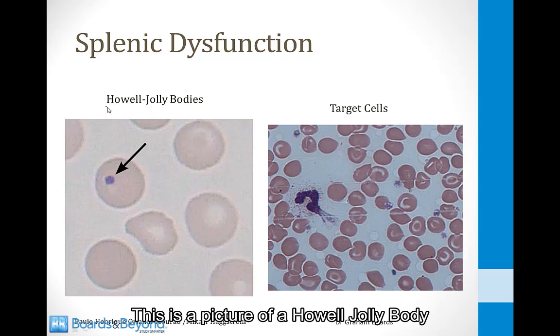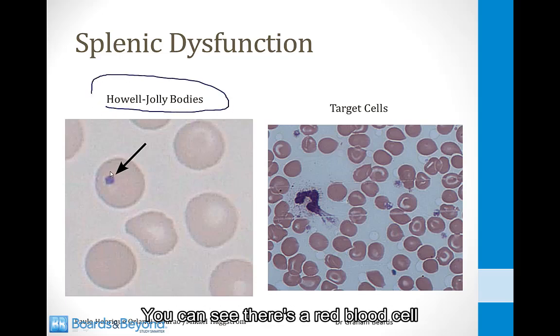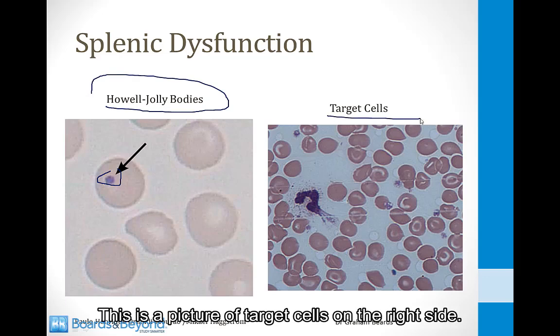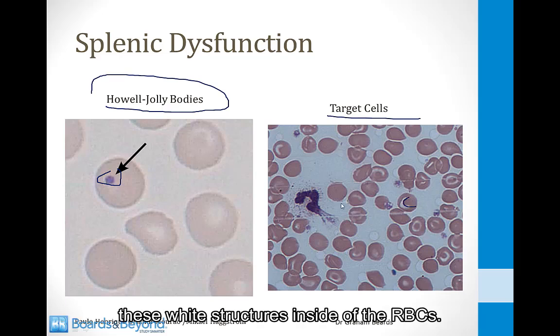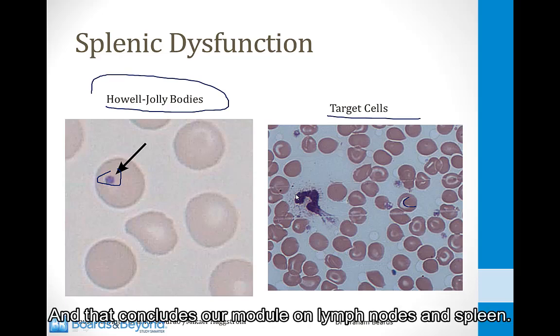This is a picture of a Howell-Jolly body on the left side of the screen here. You can see there's a red blood cell with some nuclear remnants inside. This is a picture of target cells. On the right side, you can see there are these circular target-like structures, these white structures, inside of the RBCs. And that concludes our module on lymph nodes and spleen.